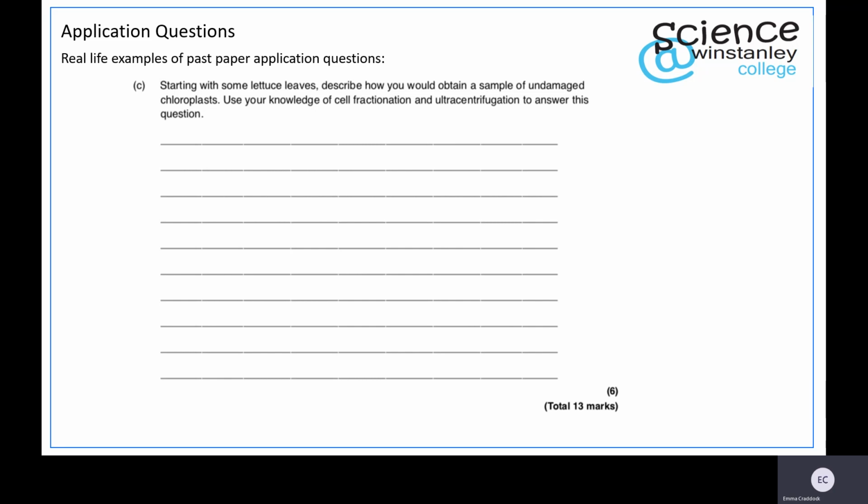It's 6 marks, so make sure that you have at least 6 steps in your process. You need to start with the lettuce leaves and describe your process. It also says use your knowledge of cell fractionation and ultracentrifugation to answer this question, so make sure you refer to cell fractionation and ultracentrifugation. I'd give yourself 6 minutes to do this. Pause the video and have a go.